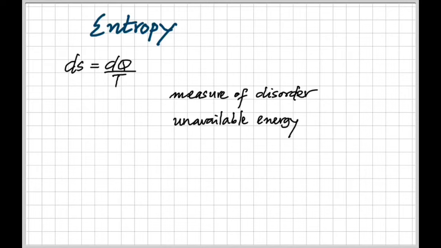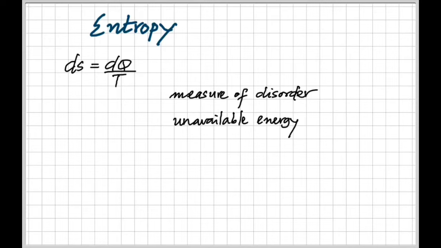The entropy of a pure crystalline solid at absolute zero is zero. Got it? Now when it comes to calculations, the only formula that you need to know for entropy is this: the change in entropy is equal to dQ by T.